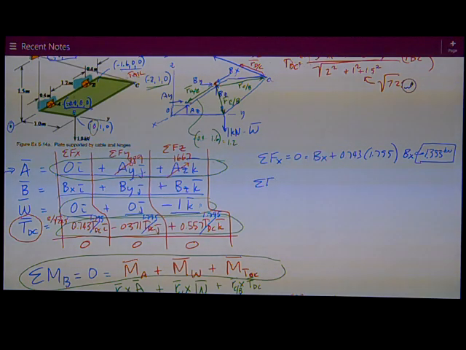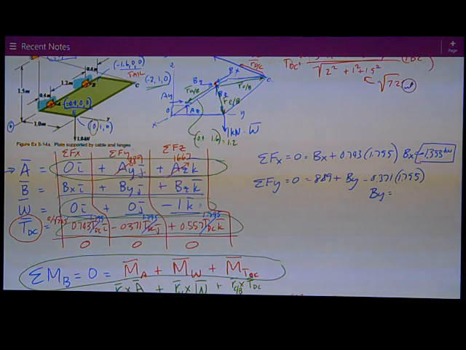Sum of the forces in the y is equal to 0. Rewrite this column here, and I have 889 plus By minus 0.371 times 1.795. By works out to be equal to negative 222 newtons, kind of mixing my units, or 0.222 kilonewtons.